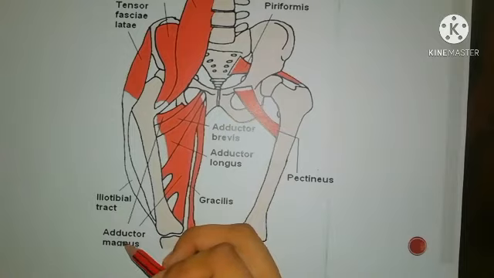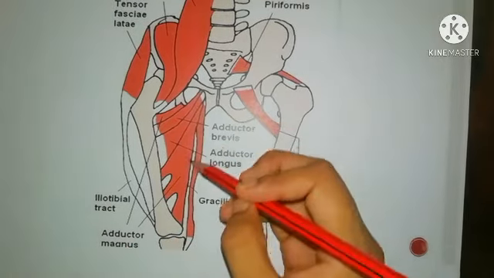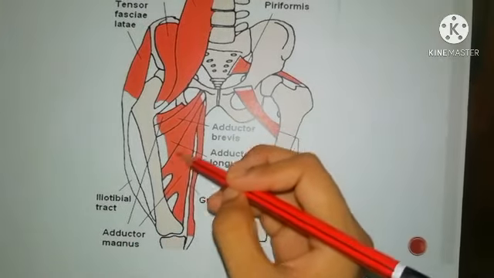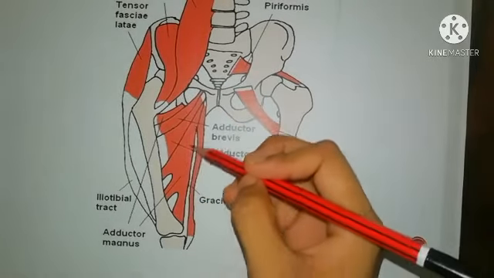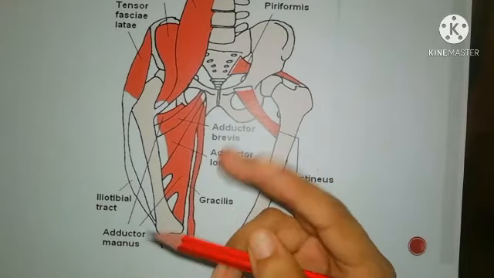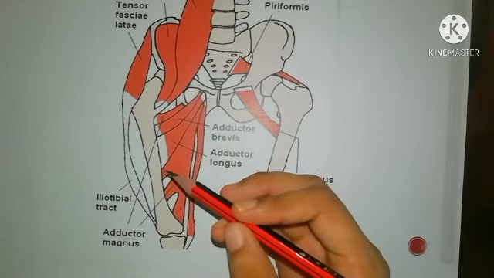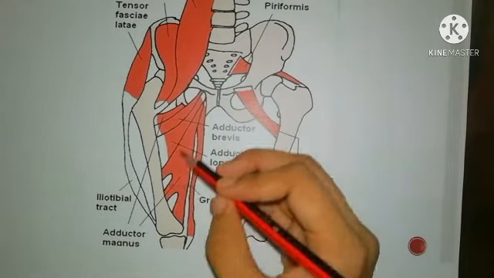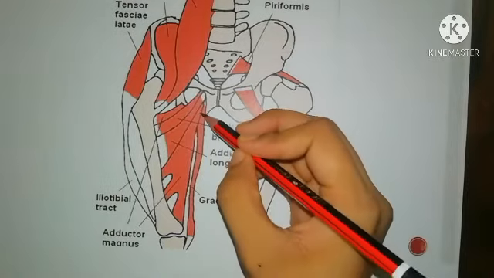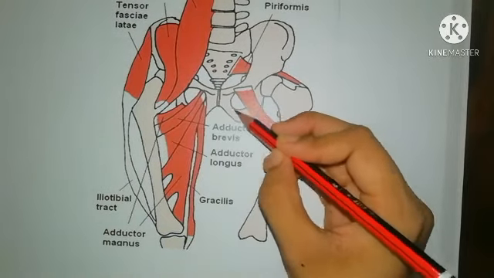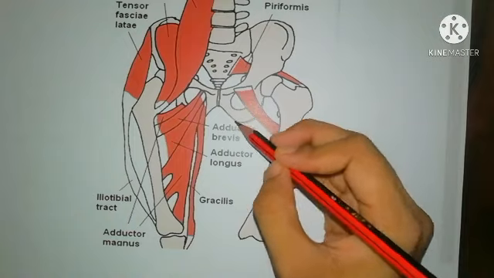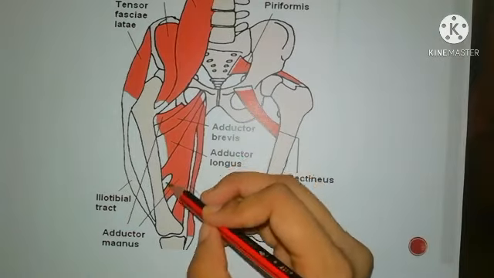Adductor magnus. This is the muscle you can see over here. This muscle is the largest muscle of this compartment. Because of its double nerve supply, it is called a hybrid muscle. The origin of this muscle is from the ramus of the ischium. Here is the ramus of the ischium. The insertion of this muscle is in the linea aspera.